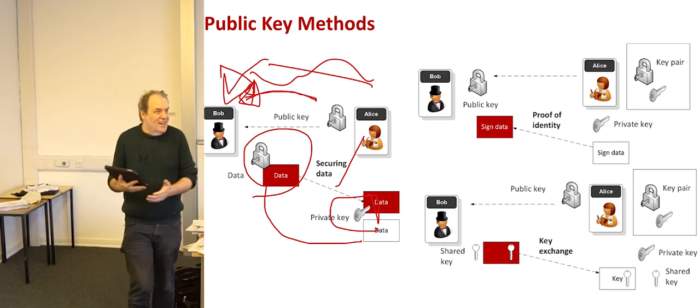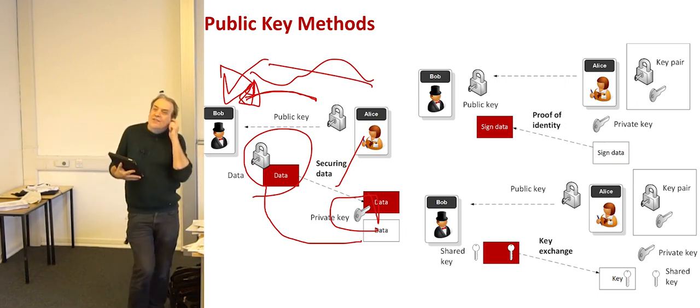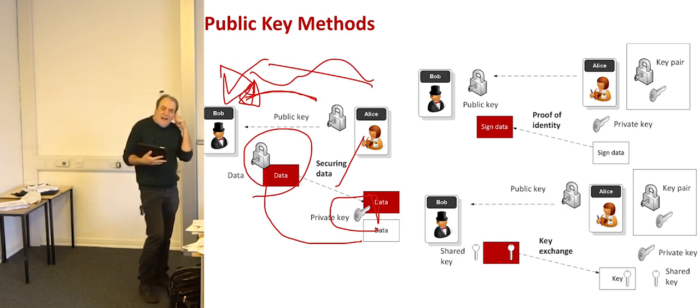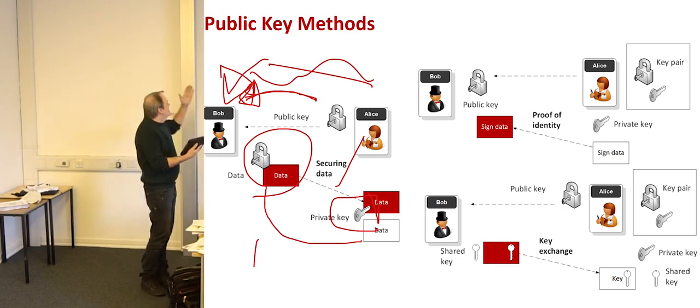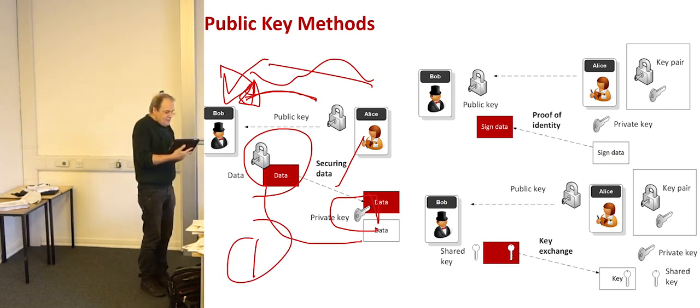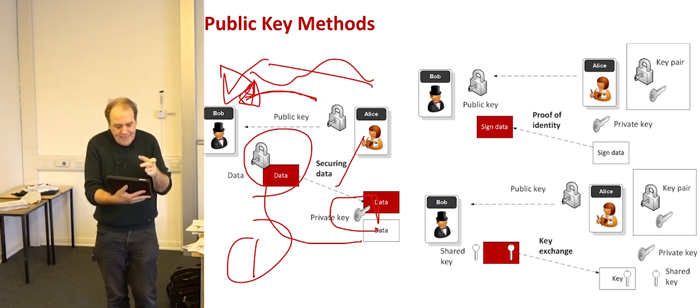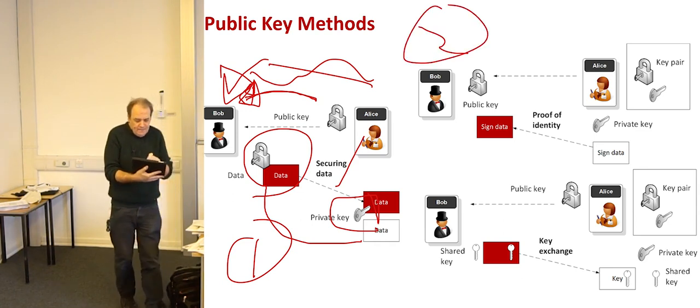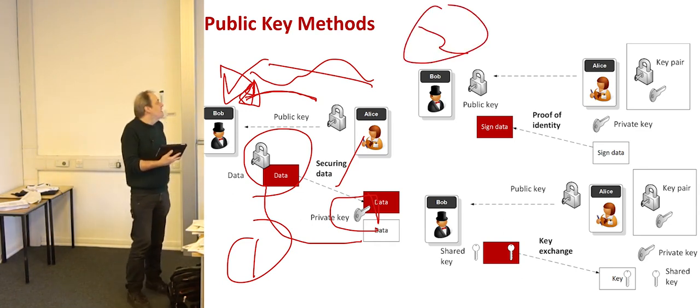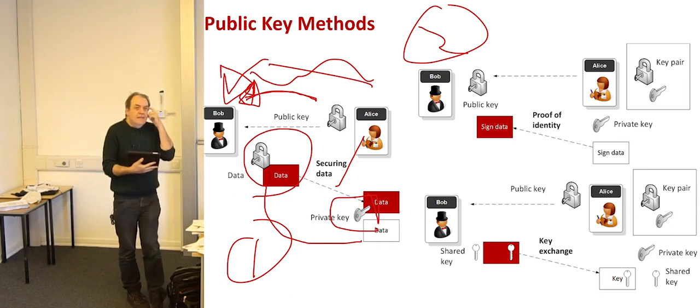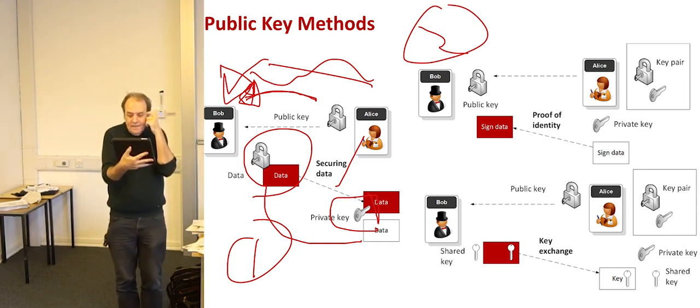AES or ChaCha20, or a good cipher which is fast. So that's one method, and that's possible, but we'll see later with PGP how we really get this to work. The second one is the more important one, in that we provide proof of identity.